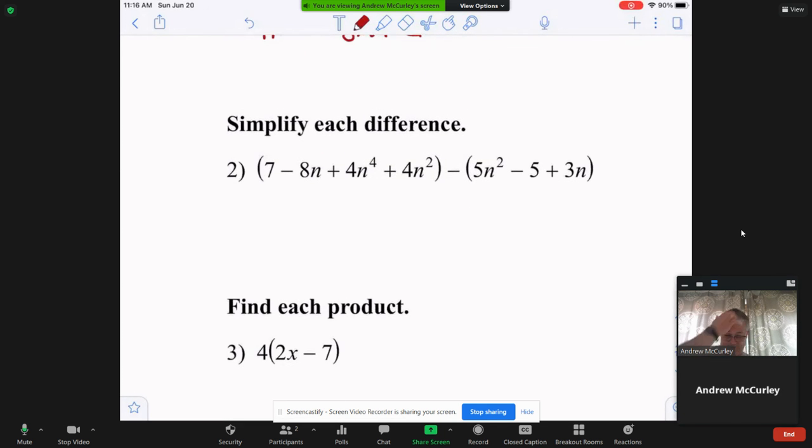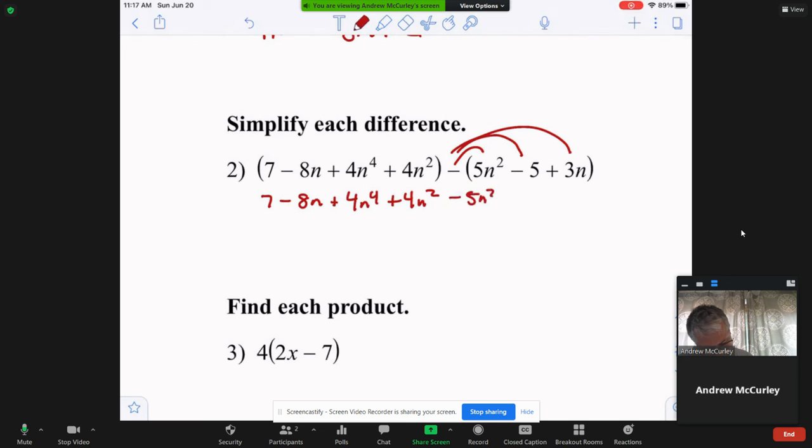Now, if we're going to subtract, though, we got to remember that negative is going to distribute to every term in that parentheses. So we're going to say 7 minus 8n. None of this changes in the first term, but the second one's going to be negative 5n squared. Minus, so that's going to be plus 5 minus 3n. It distributes to all. Now I just got to combine like terms, just like we said.